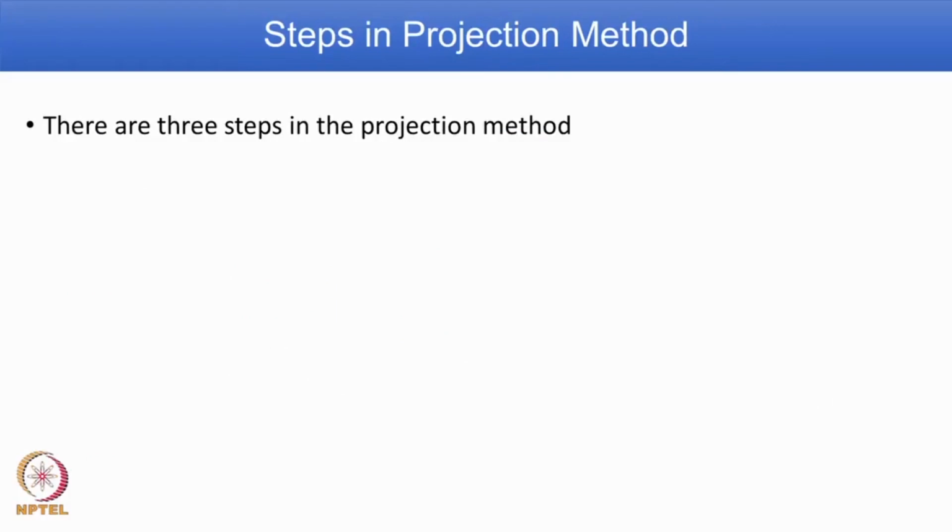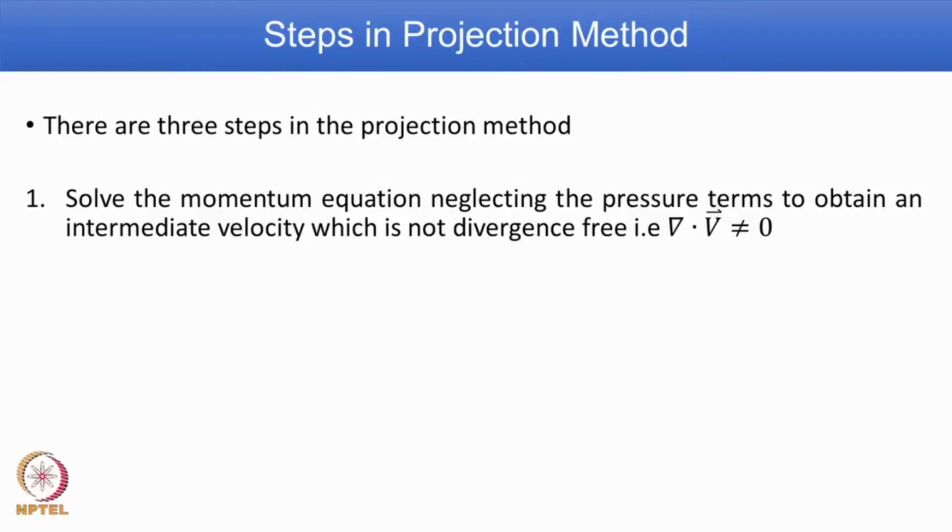We mentioned we are following to do the pressure velocity coupling a procedure called projection method. In projection method there are 3 steps involved. First, solve the momentum equation without considering the pressure term. So, we obtain what is known as an intermediate velocity denoted as u star and v star. Because we have not considered pressure term, it will not satisfy the continuity equation. In other words, del dot v is not equal to 0.